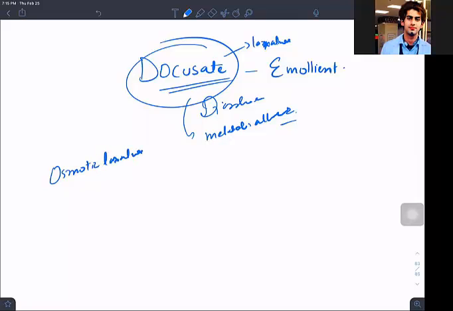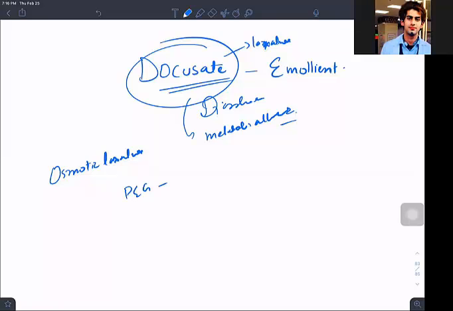Can you tell us some osmotic laxatives? Beautiful answer. That's a beautiful answer. So what are the osmotic laxatives? They are magnesium hydroxide, magnesium citrate. I can remember one also, lactulose, and PEG. PEG is polyethylene glycol.